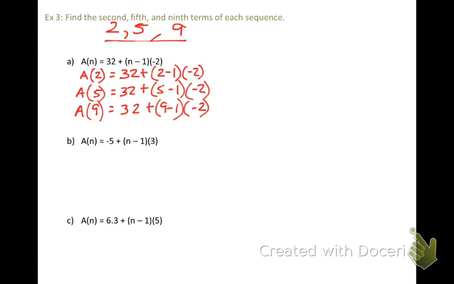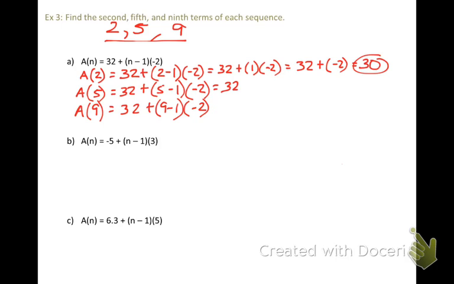So I plug them in. And so I'm just going to go to the right on each of these. I have 32 plus 2 minus 1 is 1 times negative 2. Okay, 32 plus 1 times negative 2 is negative 2. 32 plus negative 2 is 30. And there's your first answer.